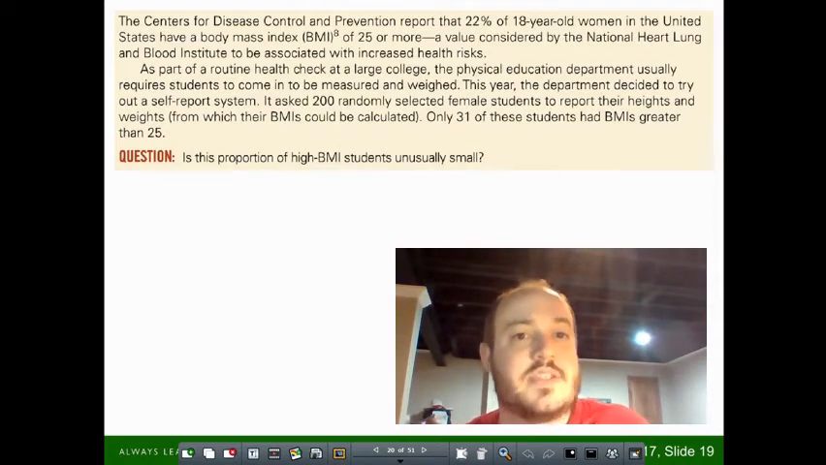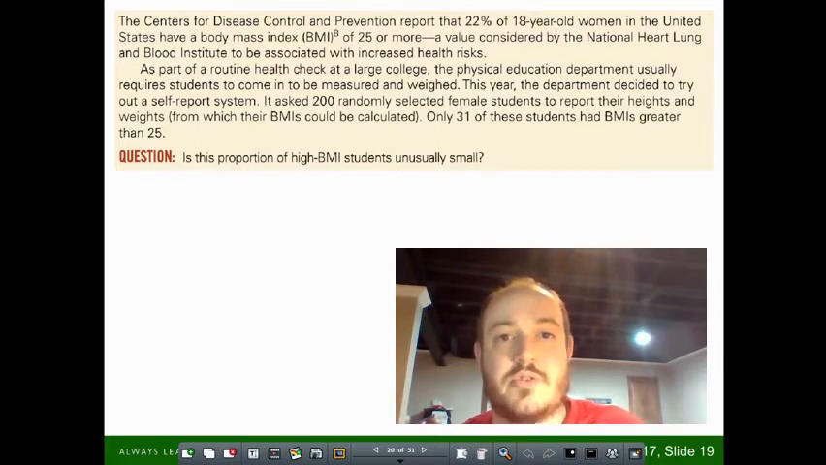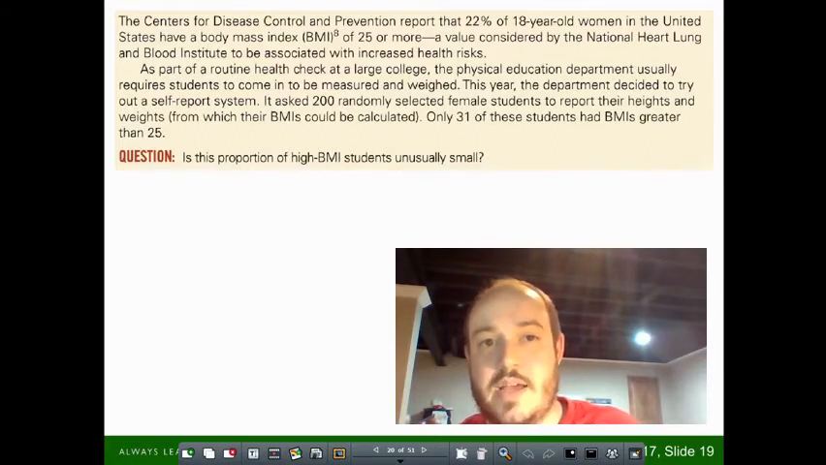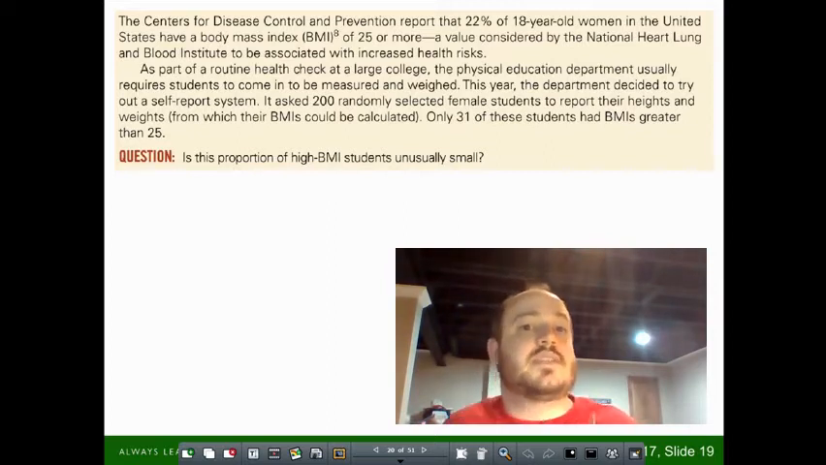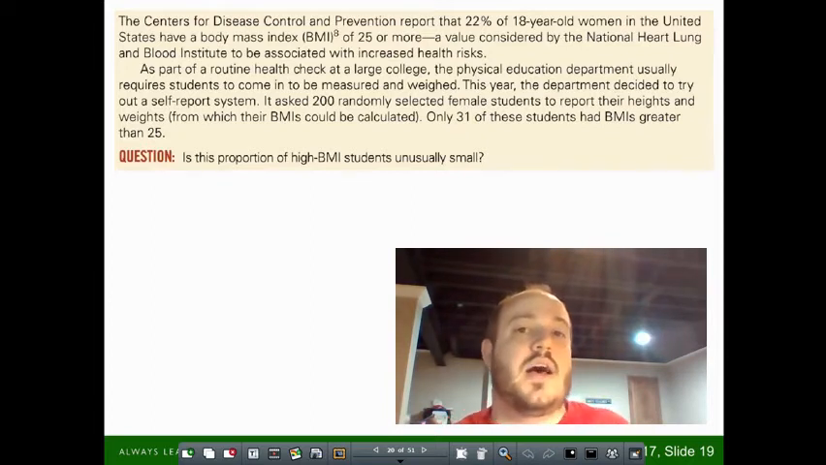In this case, they're testing out a new one. They know that last year and the years before that, 22% of them are usually at 25 or more for their BMI. And they want to see, if we ask 200 of them to self report, we should expect to see that same 22% of them being at a BMI of 25 or more.